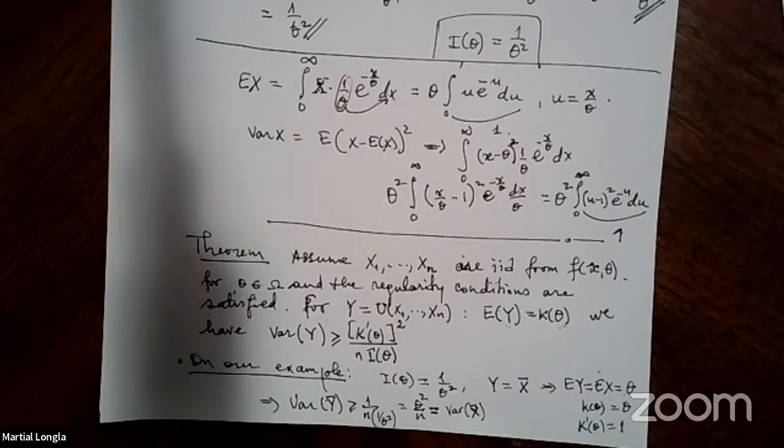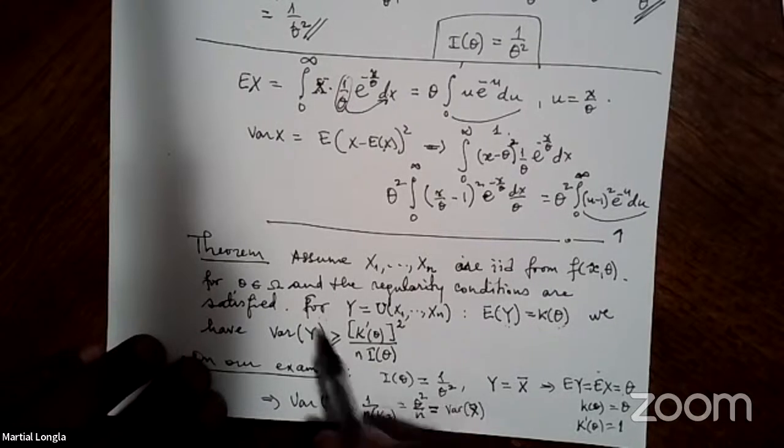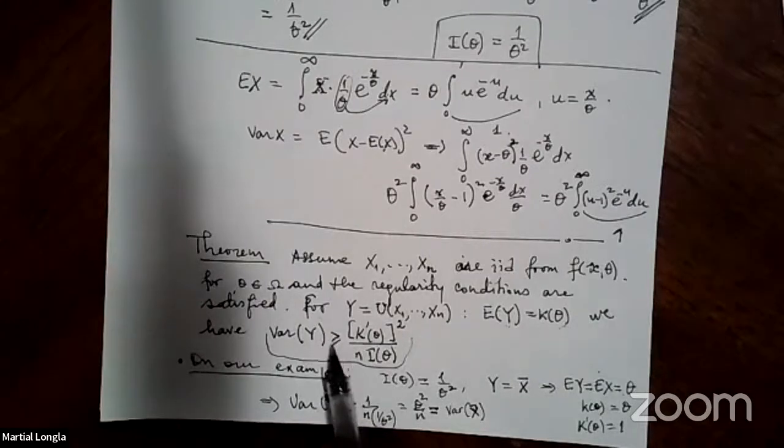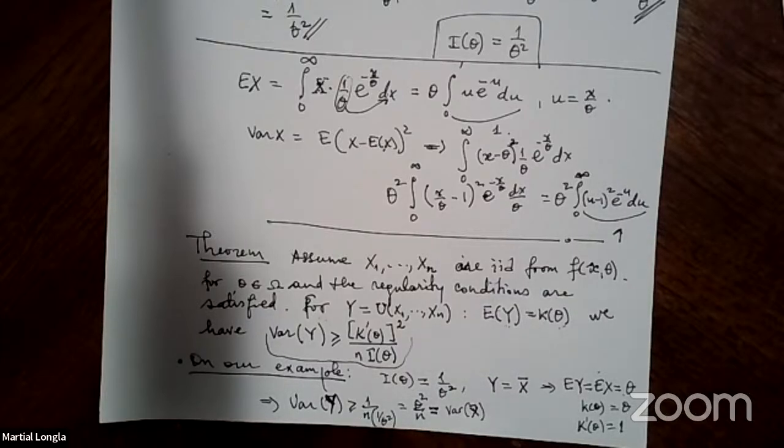Professor, that means the variance of y bar is less than or equal to the variance of x bar. Is that the last line it is showing? This is y, there's no bar on y. I'm writing this: the variance of y is greater than or equal to the variance of x bar. No, this is exactly equal because the variance of x bar is exactly this.